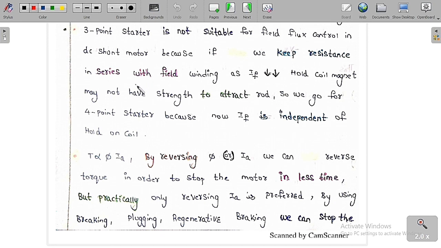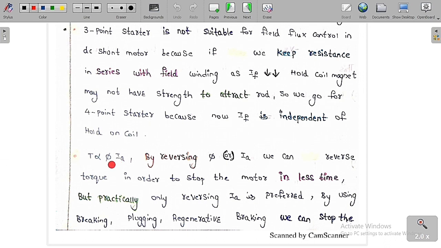So a 3-pole starter is not suitable for field flux control in DC shunt motor, because if we keep resistance in series with the field winding, as IF decreases, the hold on coil magnet may not have strength to attract the rod. So we go for 4-pole starter, because now IF is independent of the hold on coil.